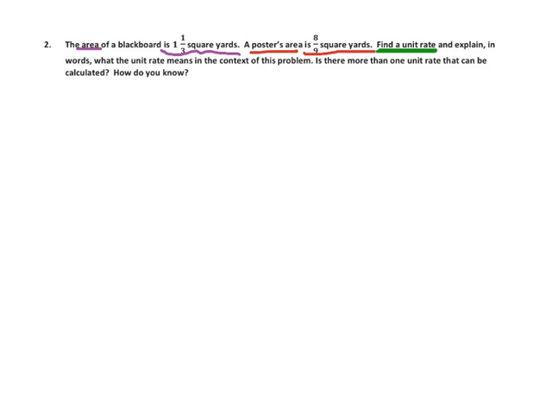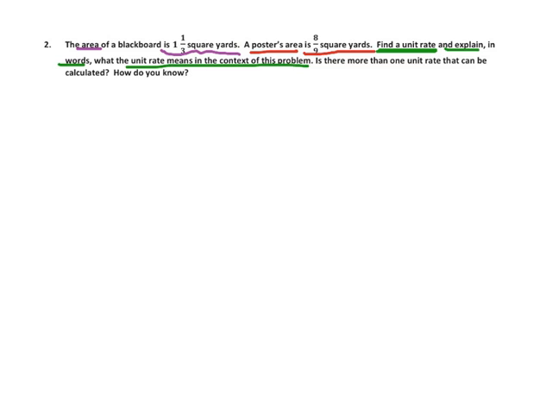They weren't really specific as to what unit rate. Are we supposed to find the unit rate between the blackboard and the square yards, or should I do it from square yards to the blackboard? It wasn't specific enough, so that's something to keep in mind. It says find a unit rate and explain in words what the unit rate means in the context of the problem, meaning what are you talking about?